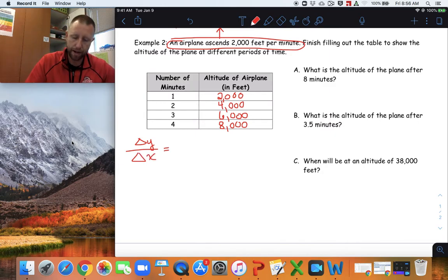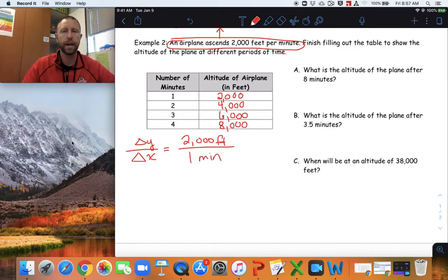It's 2,000 feet per minute. So that's what I'll write out. 2,000 feet every 1 minute. They don't ask us to do that, but I can gather that information from the sentence that they gave us. They already gave us the slope in a sentence. So let's answer these questions. Now that I know the slope is 2,000 feet every 1 minute or per minute, it should make these next questions easier to answer.